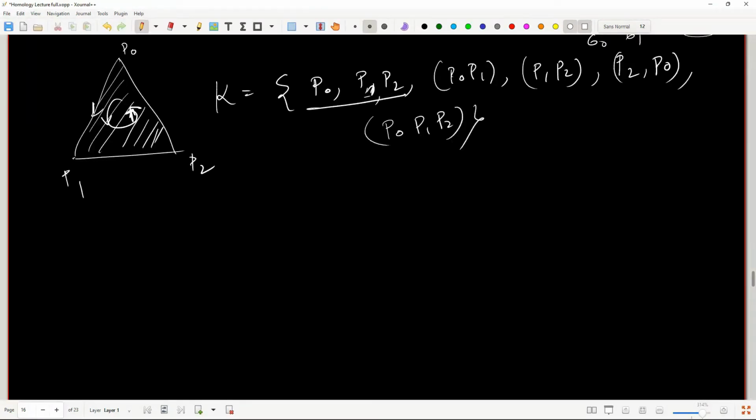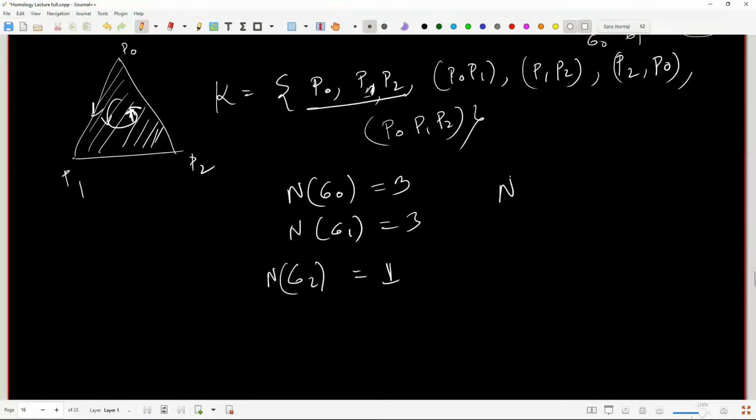So how many 0-simplices are there? Sigma 0, that means n of sigma 0 is 3. n of sigma 1 is what? 3. n of sigma 2 is just what? 1. And all the n of sigma n is 0 where n is greater than 2, right? Or you can write it as n greater than or equal to 3.